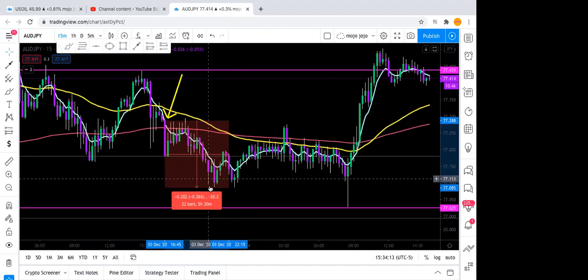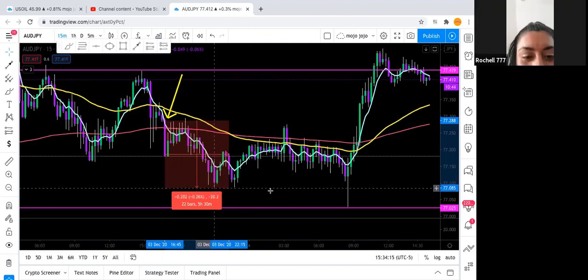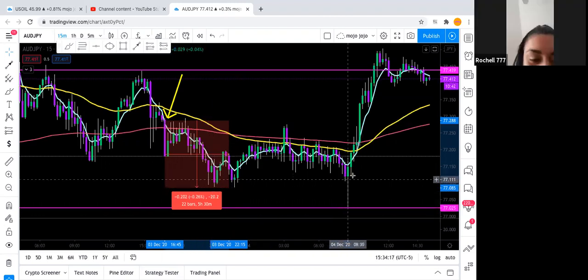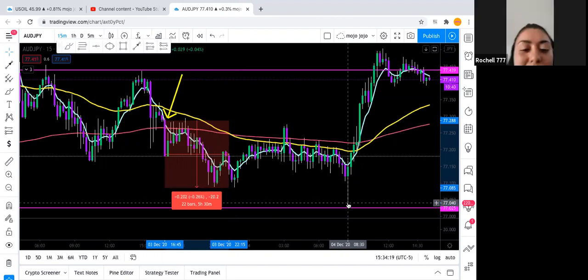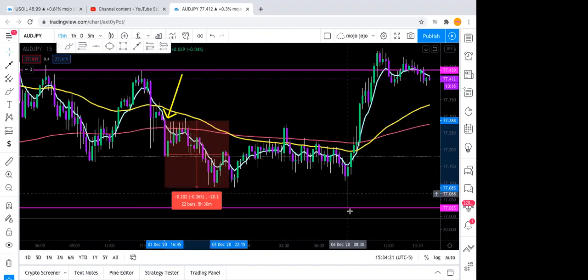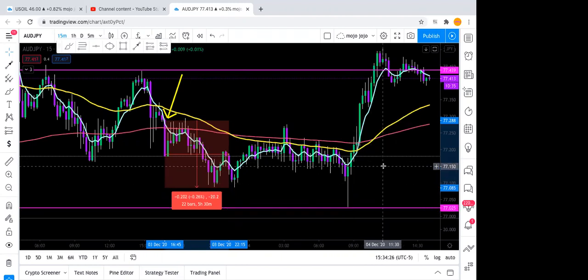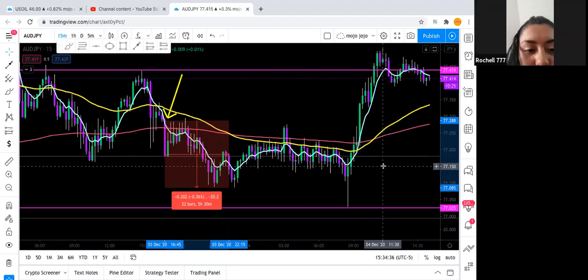That's why you say the wicks are important to learn, right? When you see this, you know that sellers are not in this market anymore. Buyers are about to take over this market. So if you're selling and you see a big wick, you've got to get out of there. I'm going to need to go over that wick video.